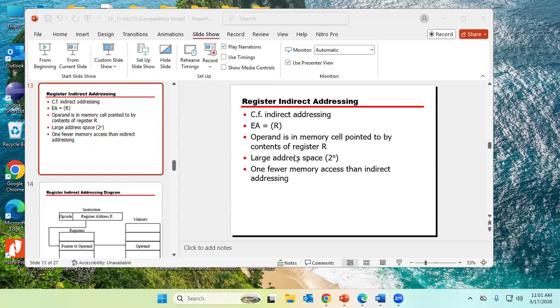You can chat with me and you can answer the question now, verbally. 2 to the power n, what does that mean? Large address space in this kind of addressing mode. Large address space. What does that mean?